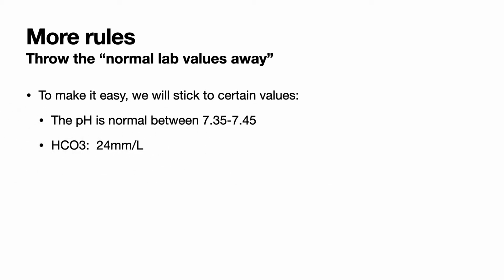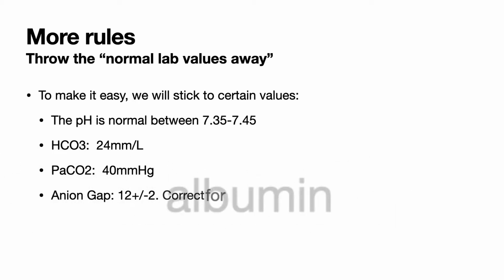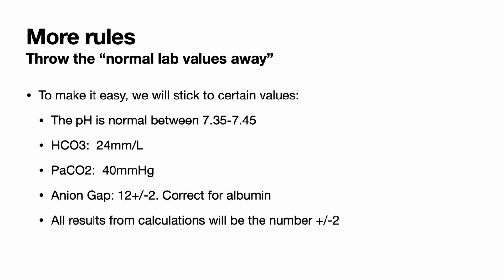HCO3 is always 24 millimoles per liter. This can change if you are, for example, in Europe or somewhere else, but here in America, this is how we do it. So the PaCO2 is always 40 millimeters of mercury, mmHg, and then the anion gap is always 12. All our results for calculations should be adjusted plus or minus 2. We are not extremists. We need to make this adjustment.